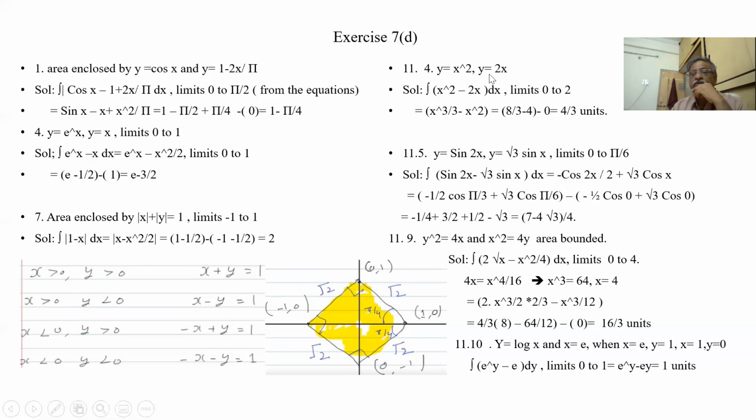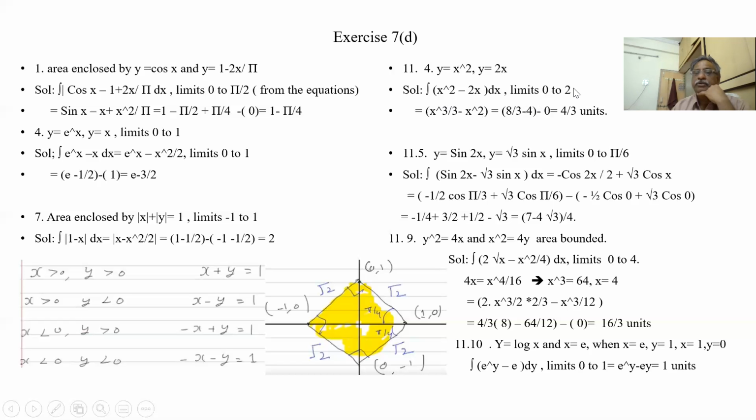y is x square, y is 2x. Find the area covered. When we solve this, what am I getting? Limits 0 to 2. When x is 0, they are tallying. When x is 2, they are also tallying. So x square minus 2x, this is f of x minus g of x. So x cubed by 3 minus x square. When I substitute the limits, I am getting 4 by 3.